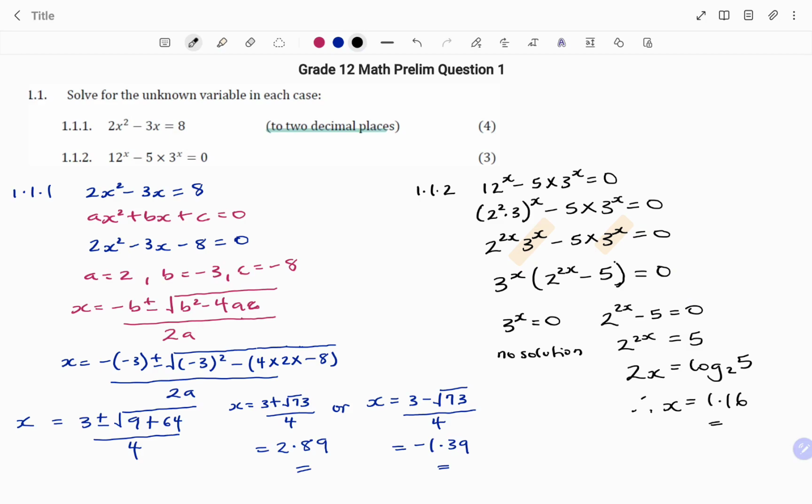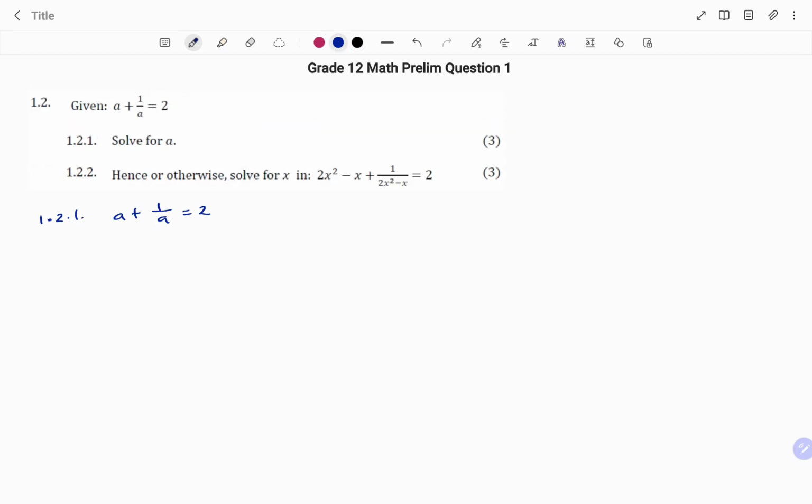Let's look at the second question. I have given a plus 1 over a equals 2. We have to solve for a. If you check, this is over 1 and this is over 1.